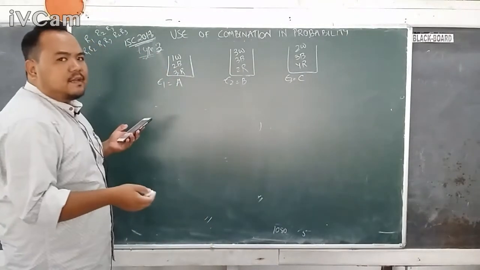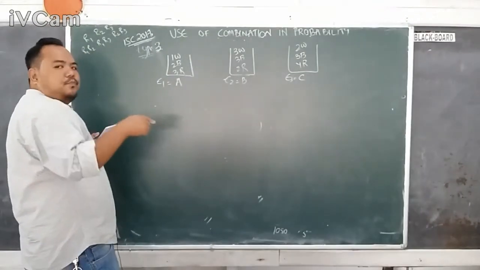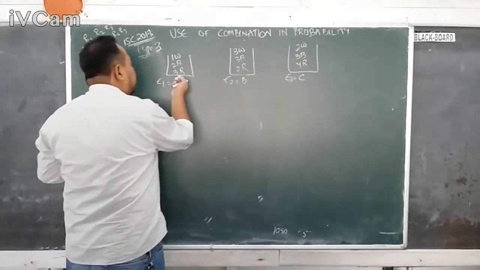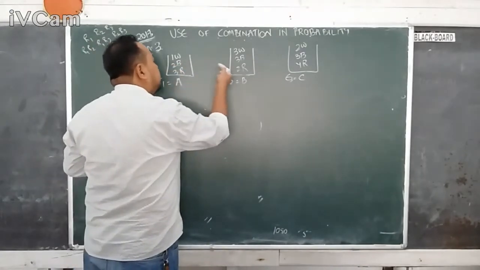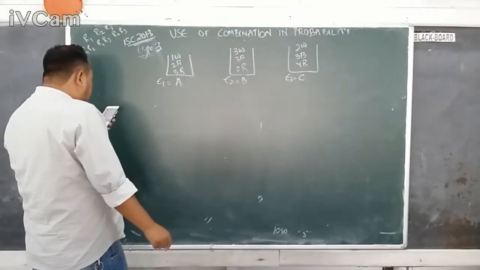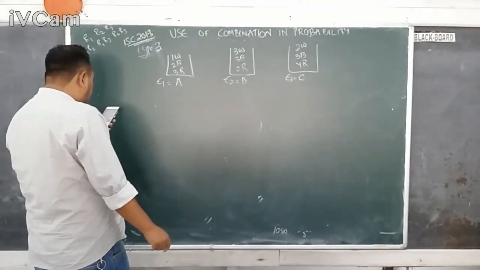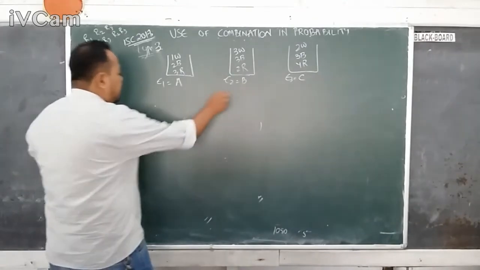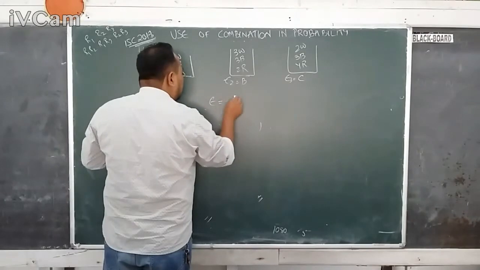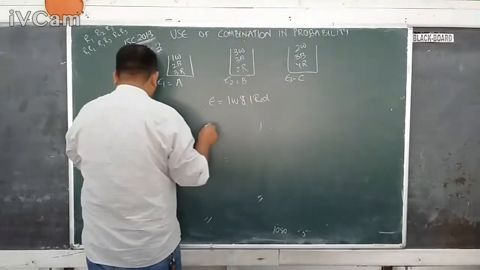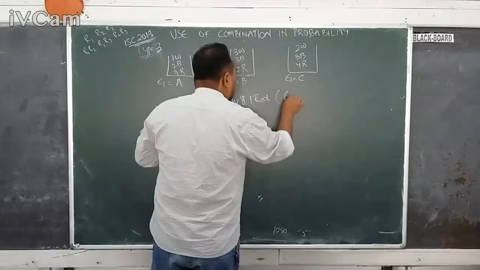Okay, so one bag is selected, that means how many bags are there? 3. So what is the chance that out of 3, one gets selected? It's 1 by 3. So the probability that bag A will be selected is 1 by 3, probability that B will be selected is 1 by 3, and probability that C will be selected is 1 by 3. Got it? And then two balls are drawn. Find the probability that the balls drawn are white and red. That means the common event is 1 white and 1 red. So this is the common event.